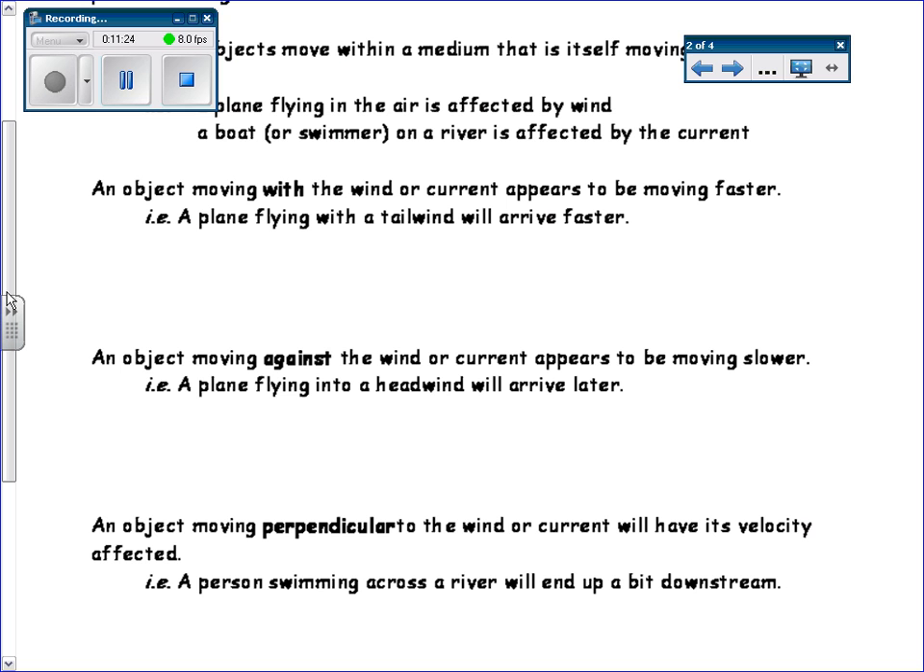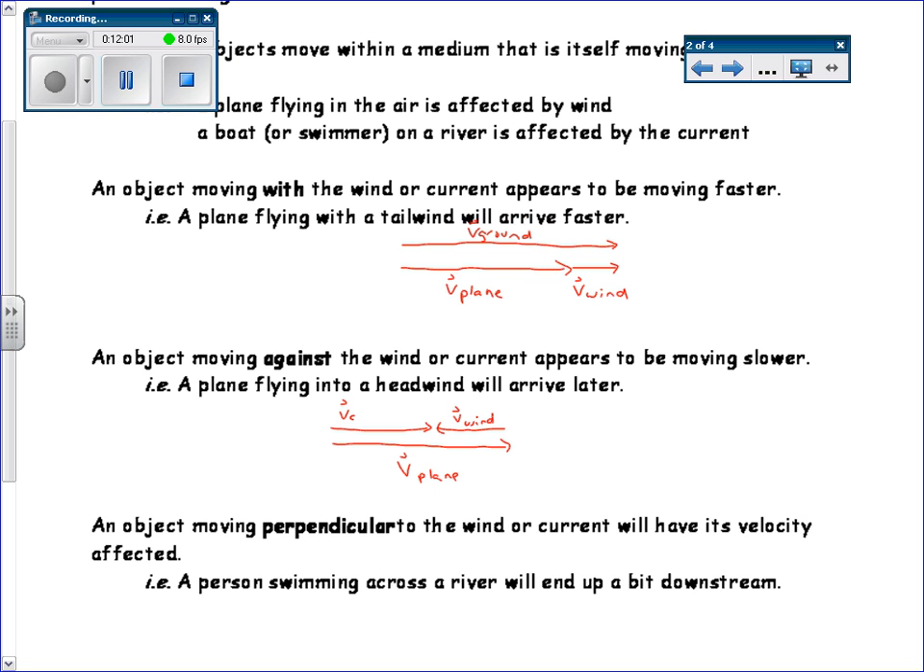So a plane flying into a headwind is going to arrive later. This just happens because if this is the velocity of the plane, and remember we add vectors by going tail to tip, that's the velocity of the wind, then the actual velocity, or the velocity relative to the ground, which we'll call v ground, is actually longer. If we have the same plane, and that's the velocity of the plane, and the wind is a headwind, moving the other way, then that leaves a smaller velocity. The plane looks like it's going a little bit slower to somebody who's observing it from the ground.